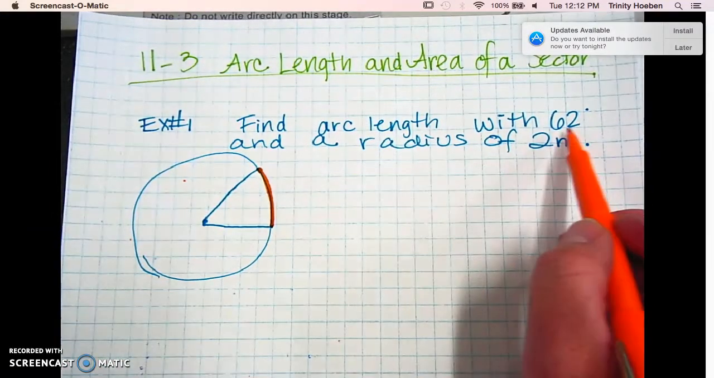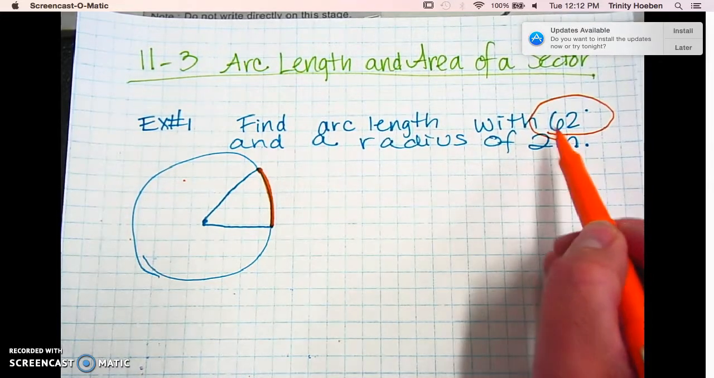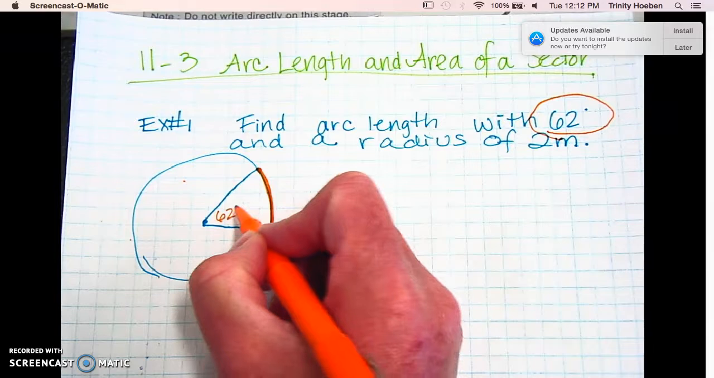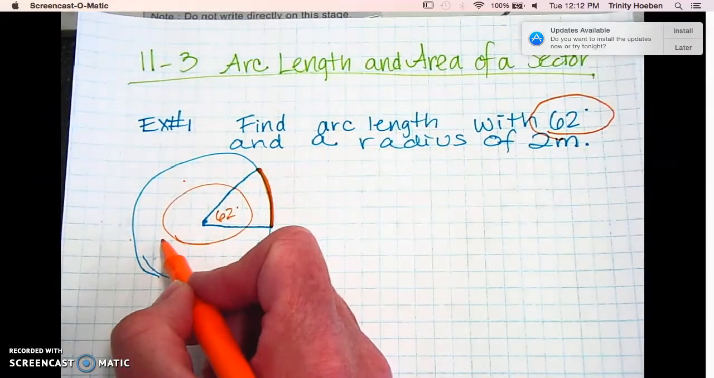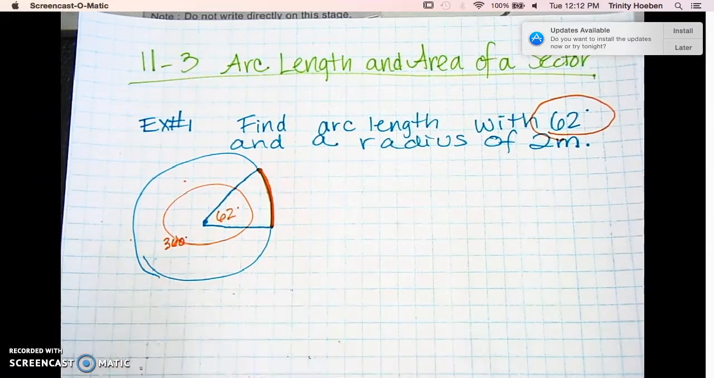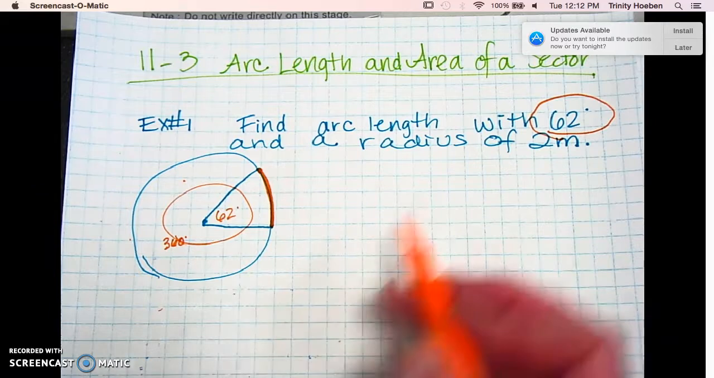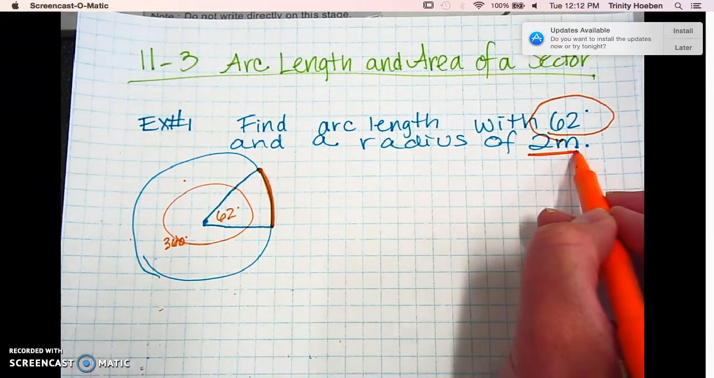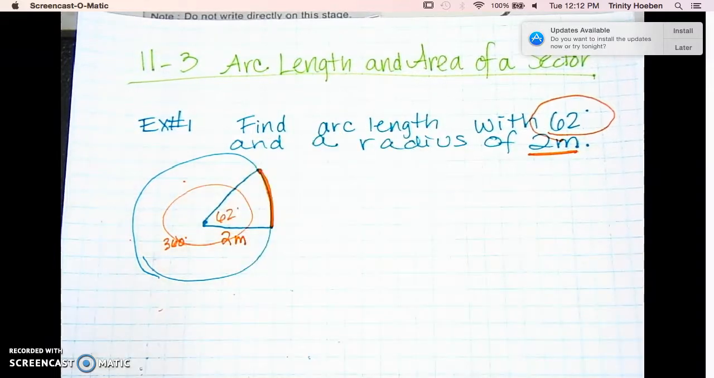The information we need is all right here. 62 degrees is the measure of the angle, and that 62 degrees is out of a full circle. Full circles have 360 degrees, right? But we only want 62 of it. The other information we need is the radius. So the radius is 2 meters.